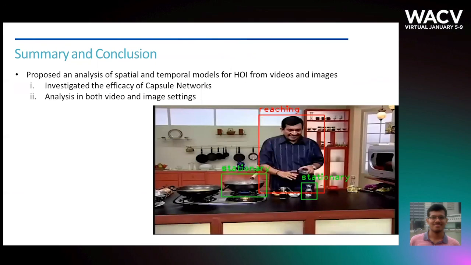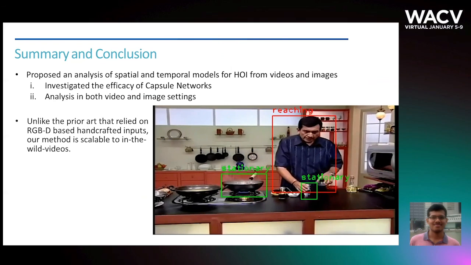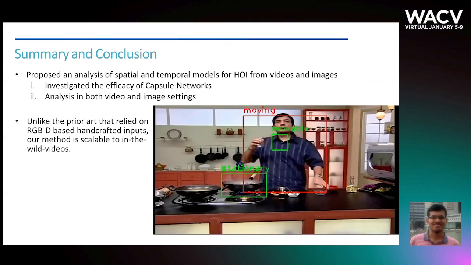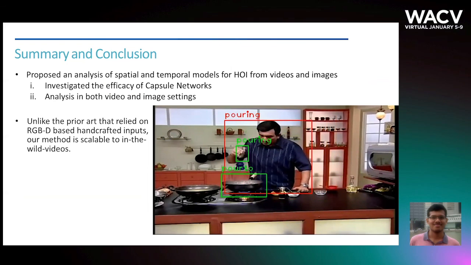In summary, we analyze the performance of various spatial and temporal models for HOI detection in images and videos. We explore uses of capsule networks and show their efficiency in modeling spatial relations. Furthermore, unlike the existing methods for HOI in videos, our method scales well to in-the-wild videos also.